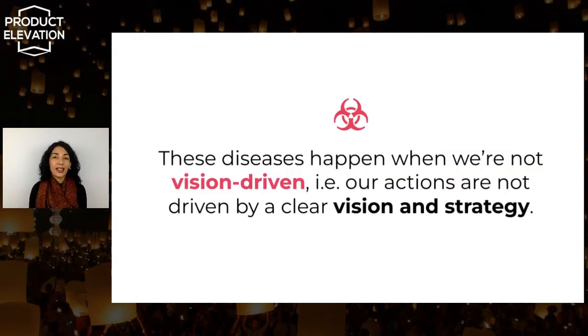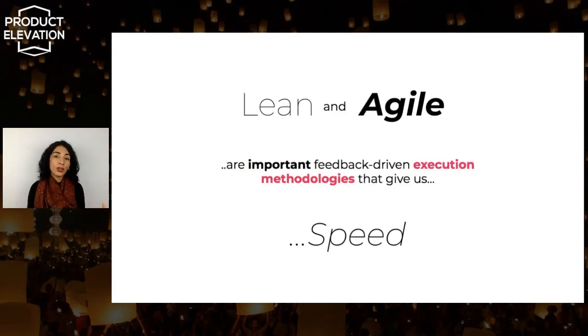Now, if you've recognized these diseases from your past experiences, it's because these diseases really indicate to us that we're not being completely vision-driven. It means that somewhere there is a break in the chain between translating our vision into action. When our iterations, when our actions are not driven by a clear vision and strategy, these diseases creep in. But the good news is that we can solve these diseases too.